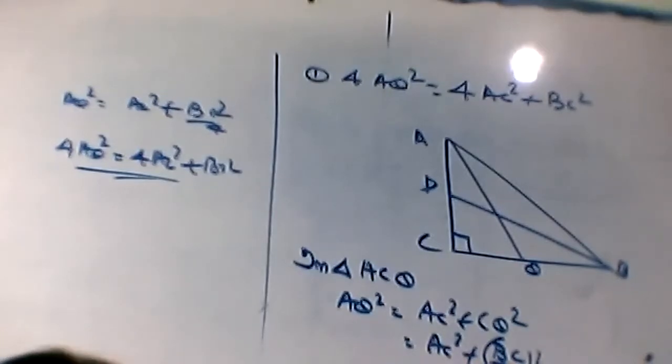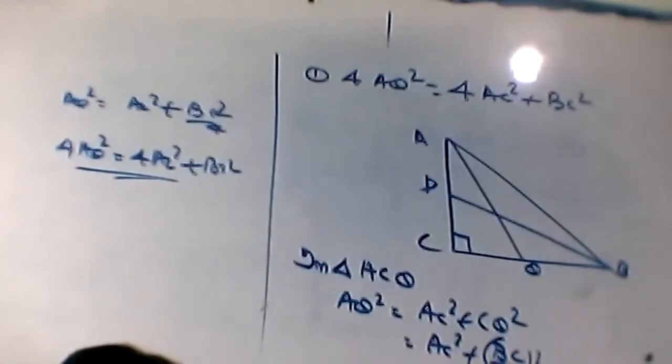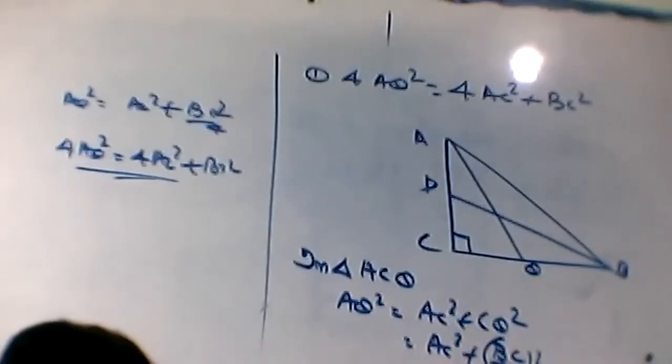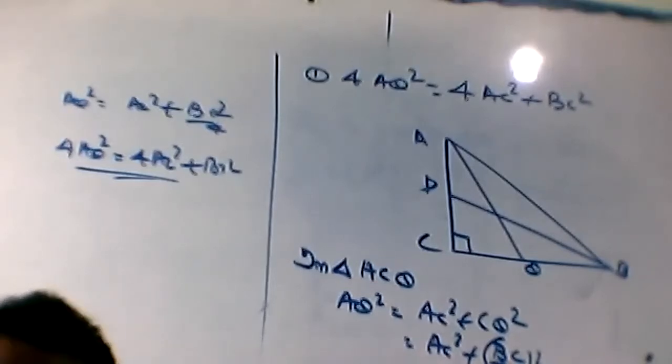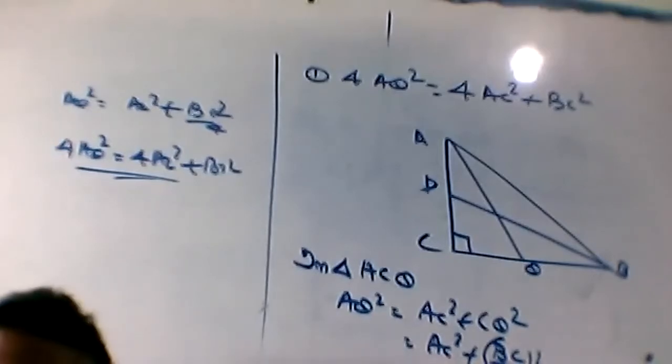Prove that 3 times the square of any side of an equilateral triangle is equal to 4 times the square of the altitude.